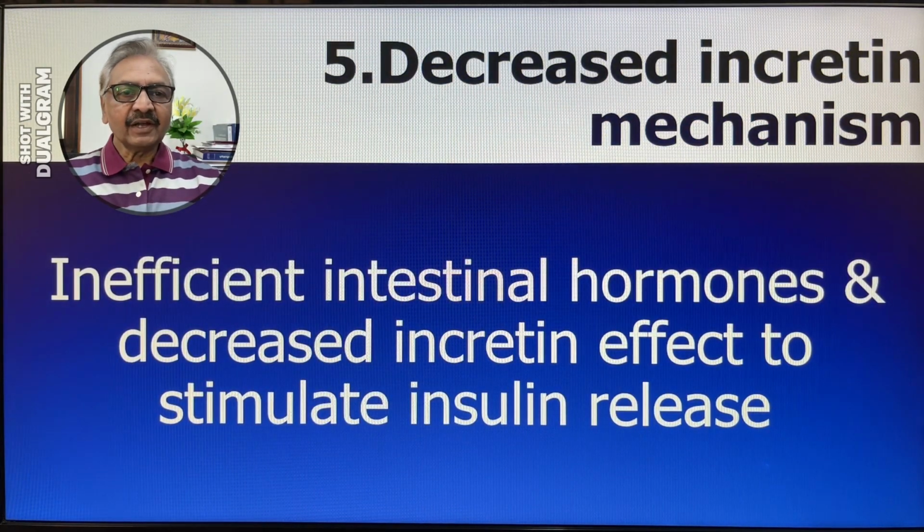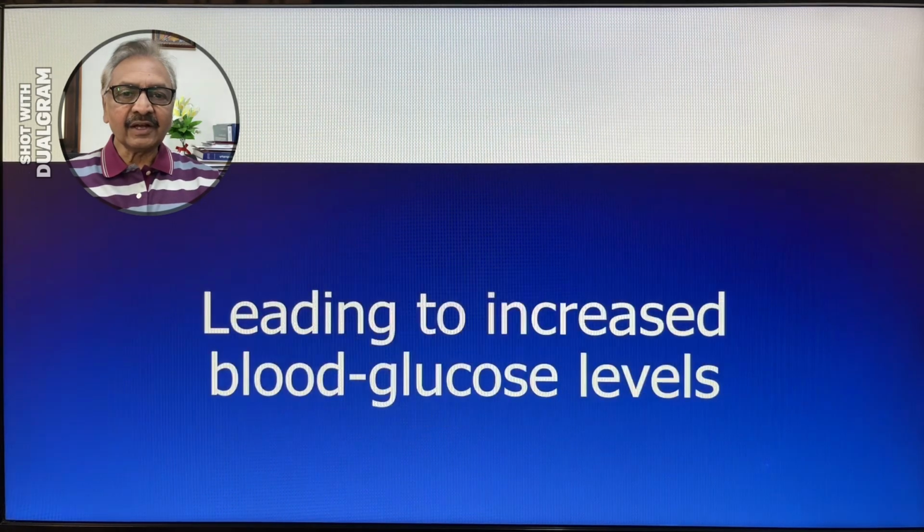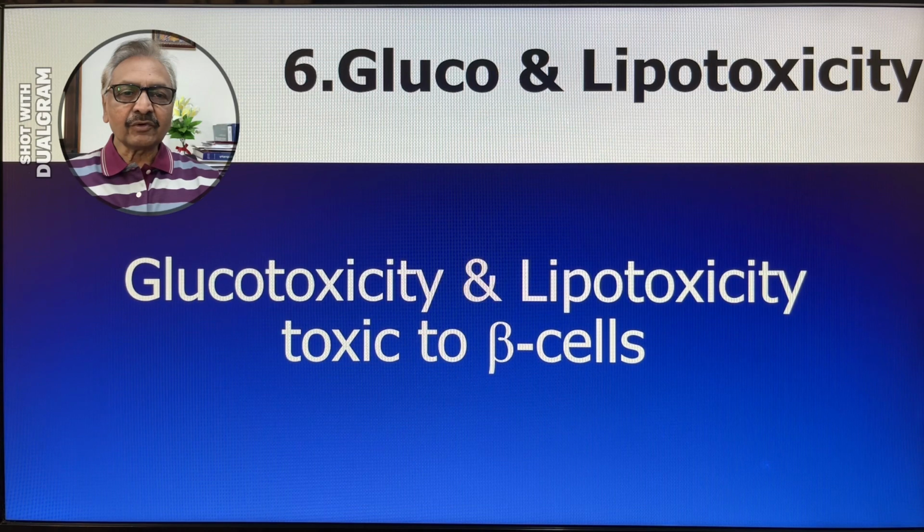The fifth defect is decreased incretin mechanism. Inefficient intestinal hormones and decreased incretin effect to stimulate insulin release. When we take food, the K and L cells in the intestines are stimulated to produce incretin hormones. These hormones stimulate the beta cells to produce insulin, and this mechanism is blunted in diabetes, leading to increased blood glucose levels. The sixth defect is gluco and lipotoxicity.